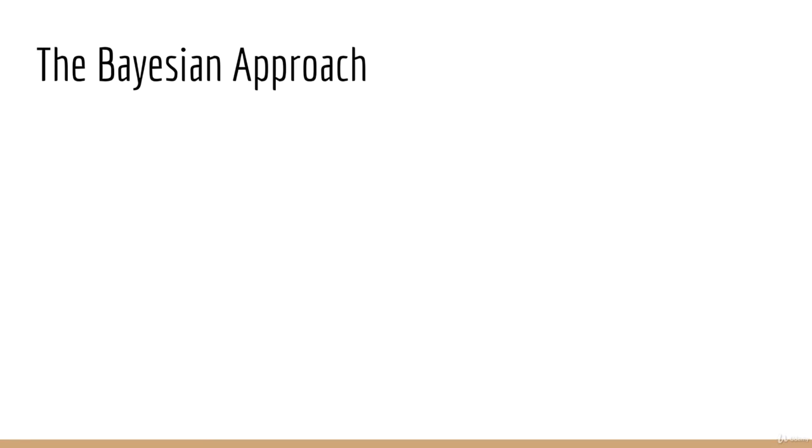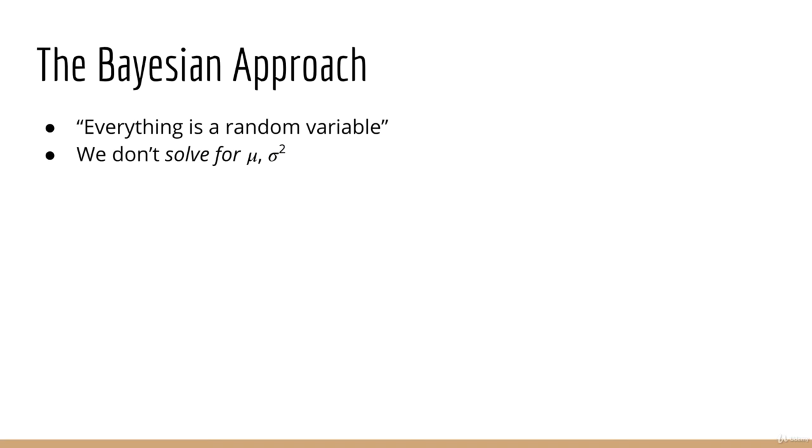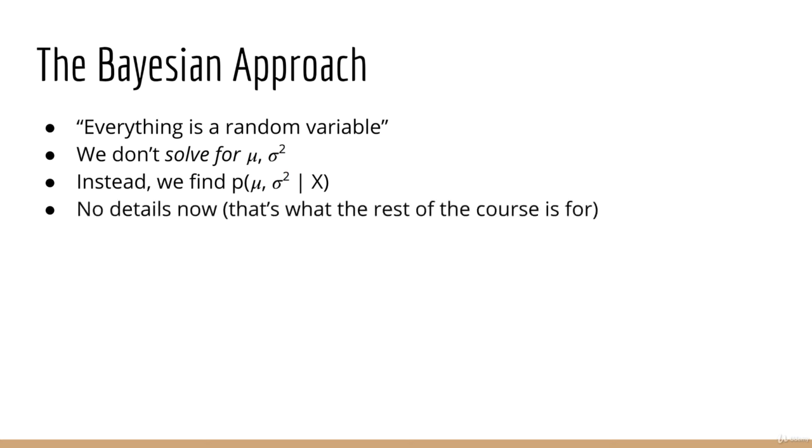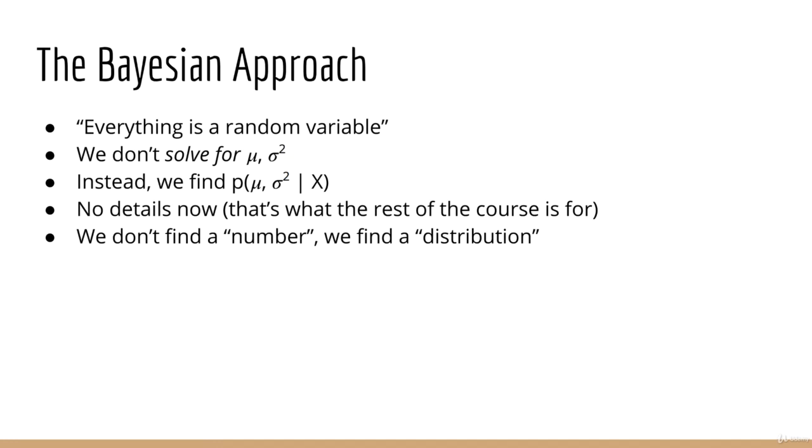The Bayesian treats this problem differently. Remember that we're following the motto, everything is a random variable. So in the frequentist paradigm, when we solve for the mean and variance, these both just give us a number. In the Bayesian paradigm, the mean and variance are random variables, and our job is to find their probability distributions. Now, of course, the details of this calculation are what this course is about, so we're not going to actually discuss that right now. But suffice it to say, that's the major difference between the frequentist and Bayesian paradigms. Instead of finding a number, our job is to find a distribution.